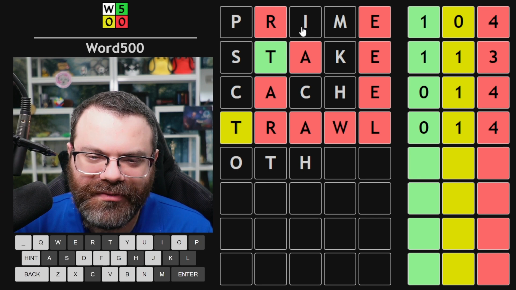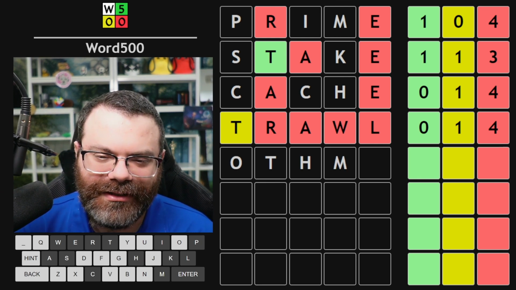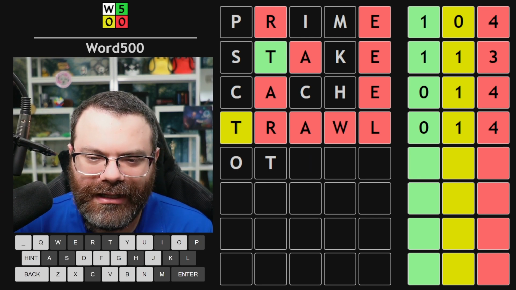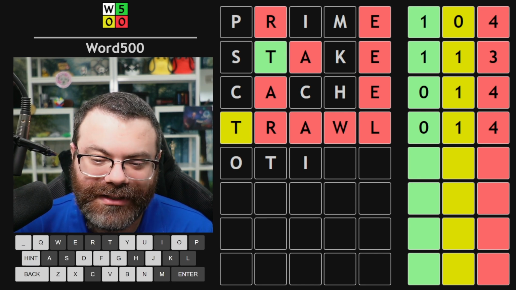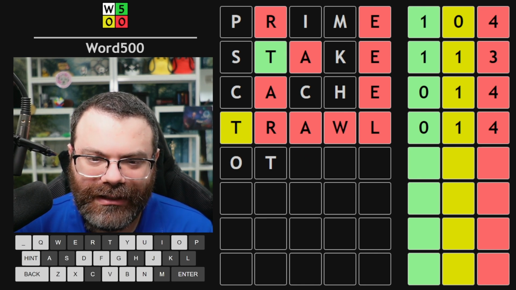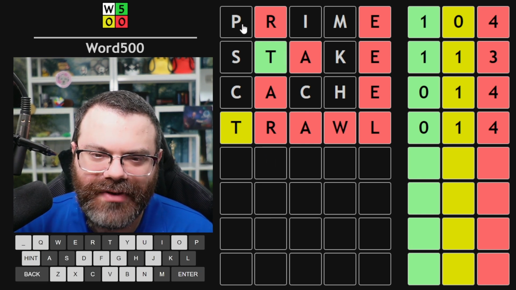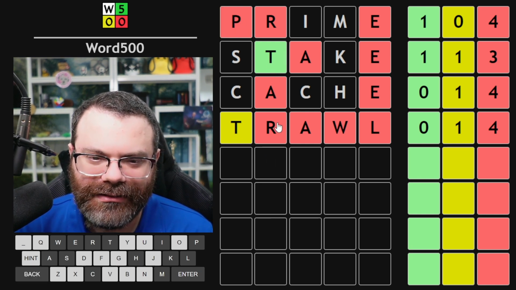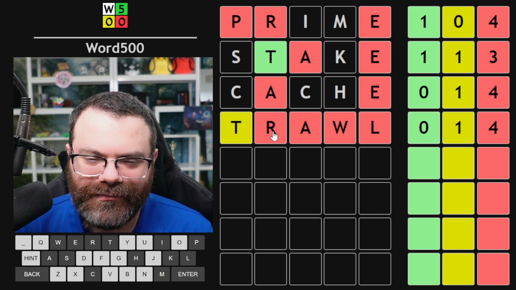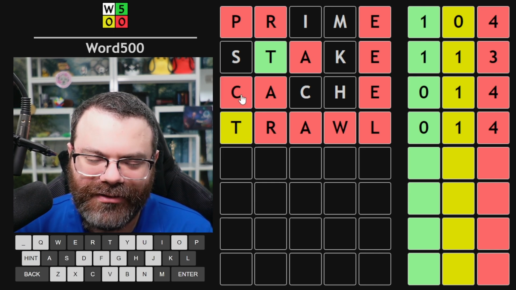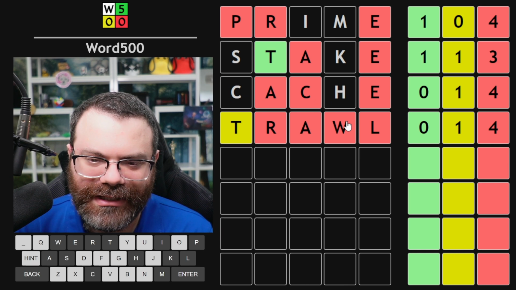In fact, the only green that would be left in prime would be an M here, so that doesn't work at all. I could do OTI, but I don't see how that's a word at all. I can't do PT, obviously. So that T green immediately makes P red. It also makes this not green, but it could be yellow. Because there's only one yellow, this C can be considered red just because one of these ends up yellow.